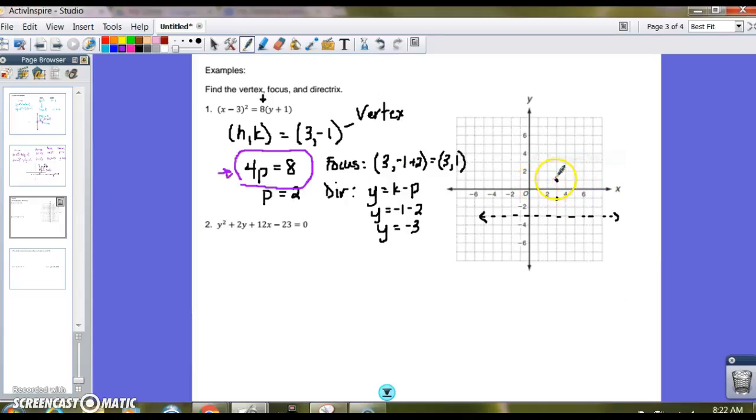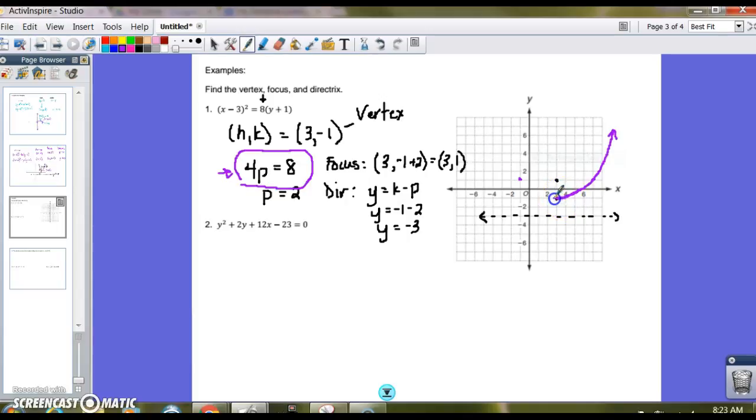That means the whole distance is 8. And what distance am I referring to? I'm referring to the latus rectum. Latus rectum is a line segment that goes through your focus and connects both sides of your parabola. So if the entire latus rectum is 8 units, that means I have to go 4 units on either side of my focus. So 1, 2, 3, 4. 1, 2, 3, 4. This is how wide my parabola is.